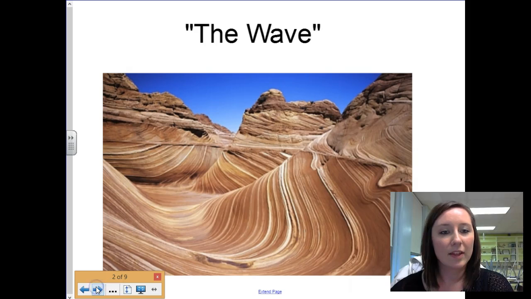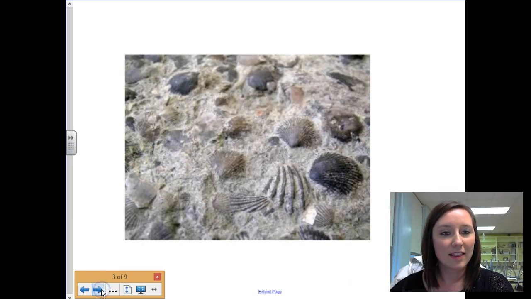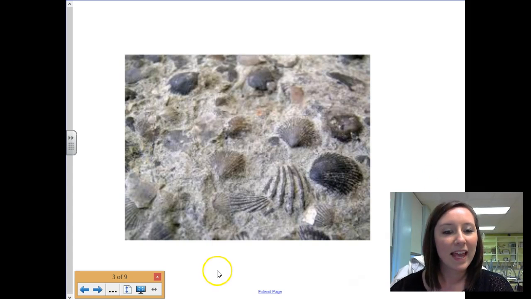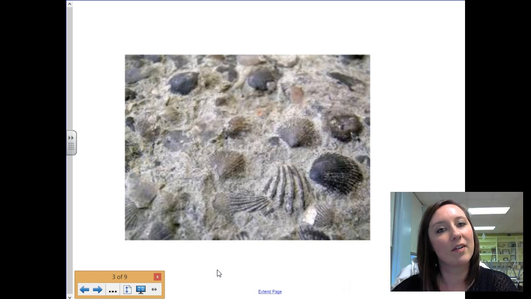This is just one big cliff that I thought was pretty cool that I wanted to show you. The other one, this is called the wave. And so you can kind of see it just looks really neat. And the next one here, this is another picture of a sedimentary rock. And then I wanted to kind of go into some of the sedimentary rocks that are in Ohio.